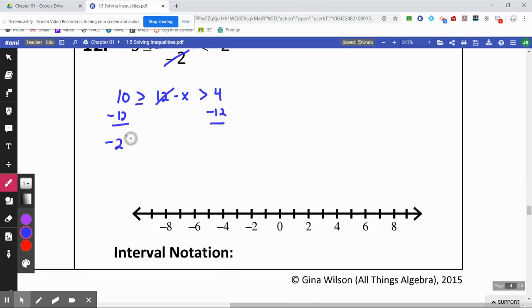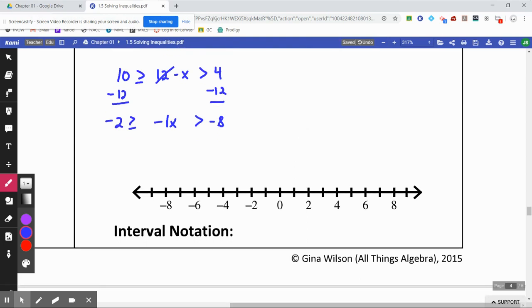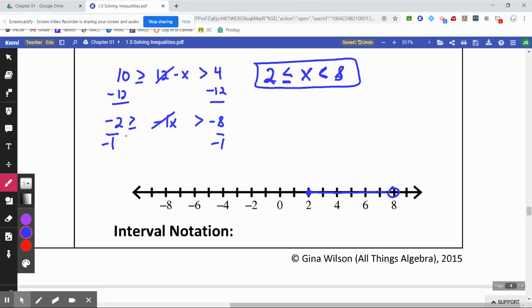10 minus 12 is a negative 2, is greater than or equal to negative, I'm going to put a 1 in there just so you remember, negative 8. Now you actually have to flip those symbols again because now you have to divide by negative 1. Mark it out, and it gives you 2 is less than or equal to x is less than 8. So if you read it backwards, x is bigger than 2 and x is smaller than 8. Here's 2. Bigger than 2, smaller than 8, that means you are between 2 and 8. So x is all values from 2 up to 8, including 2, not including 8.